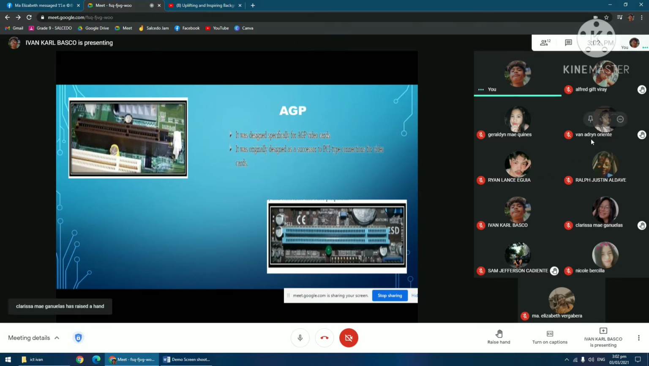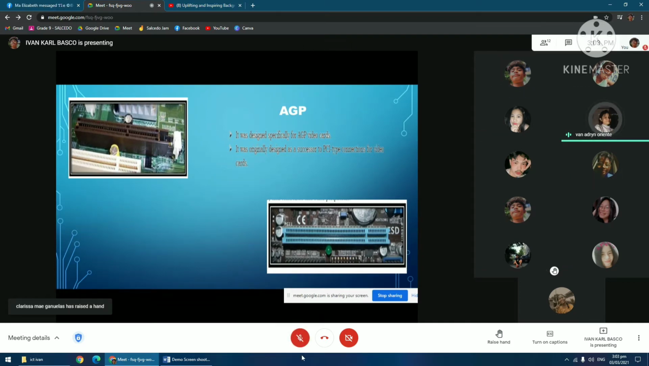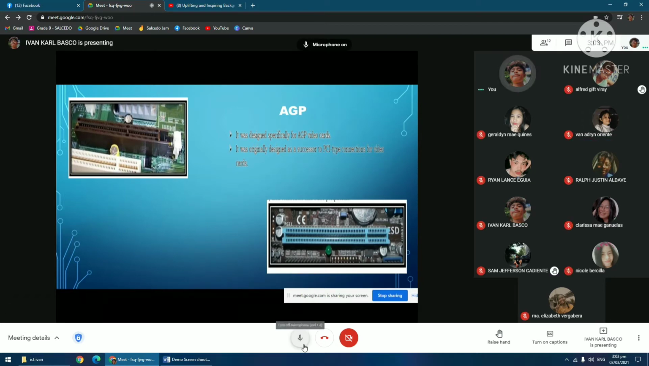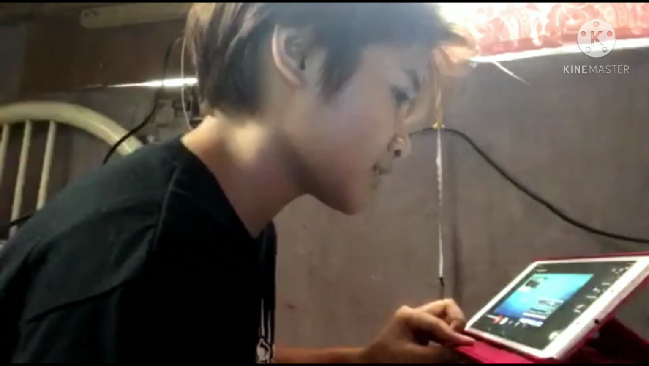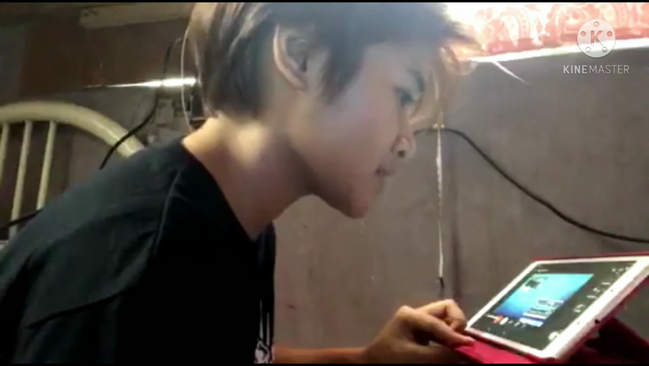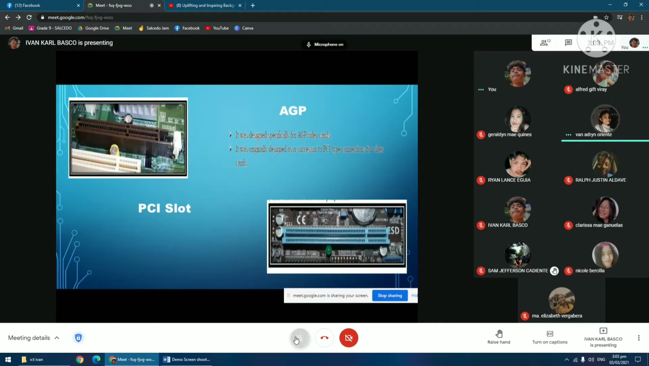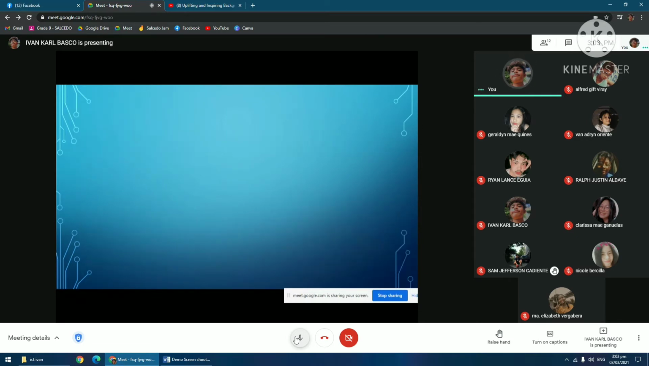Juan Adrin Oriente. What is the picture? PCI slot po. Okay, let's see if that is correct. Very good. What's the function? PCI slot, also known as Peripheral Component Interconnect. It is a built-in slot on a motherboard that allows for the attachment of various hardware components. Okay, let's see. It allows the attachment of the hardware components.